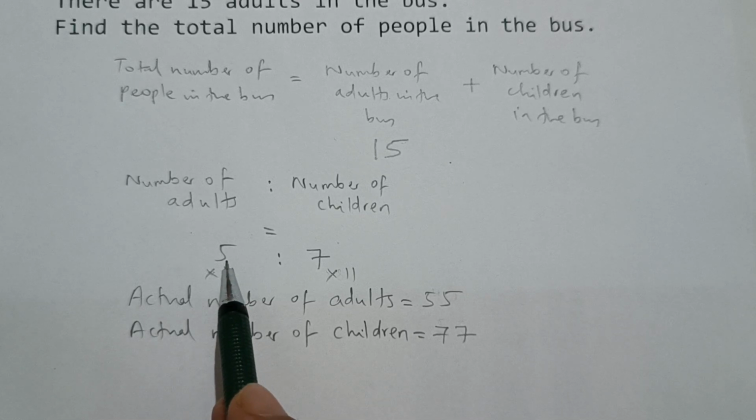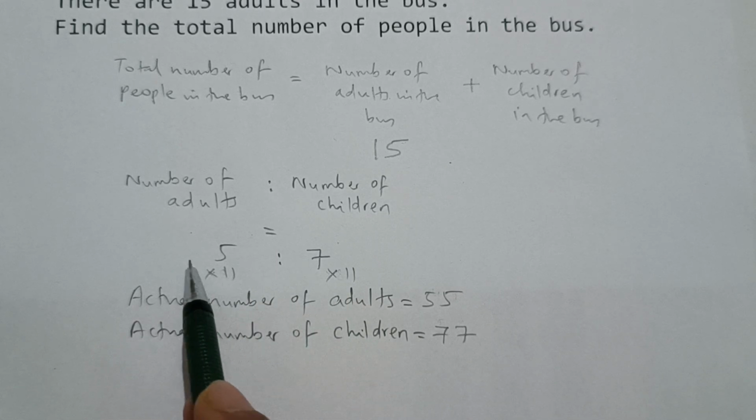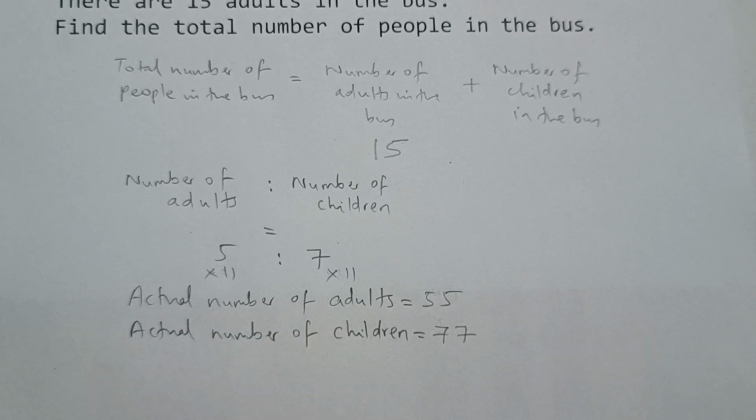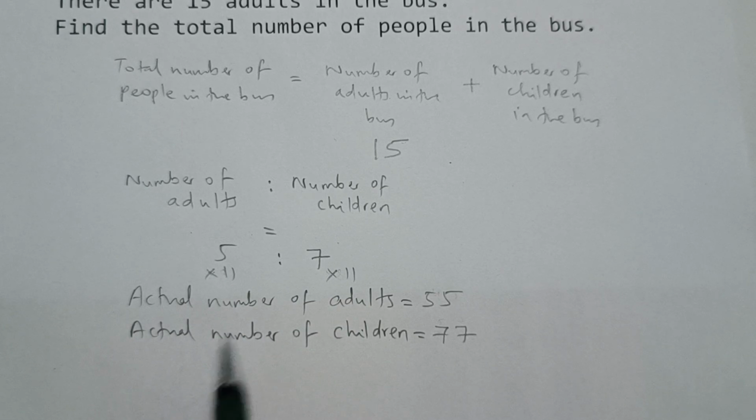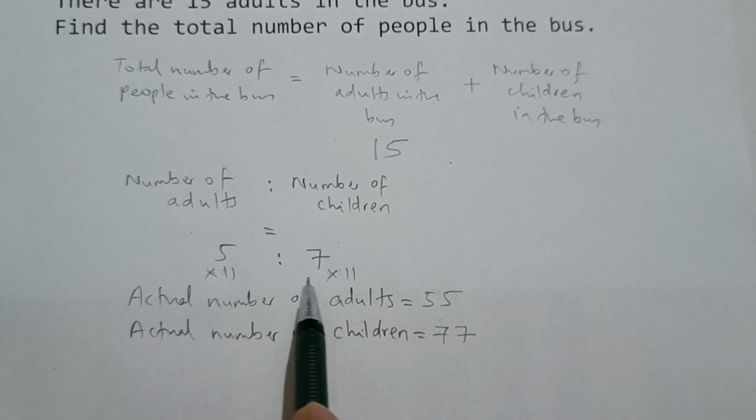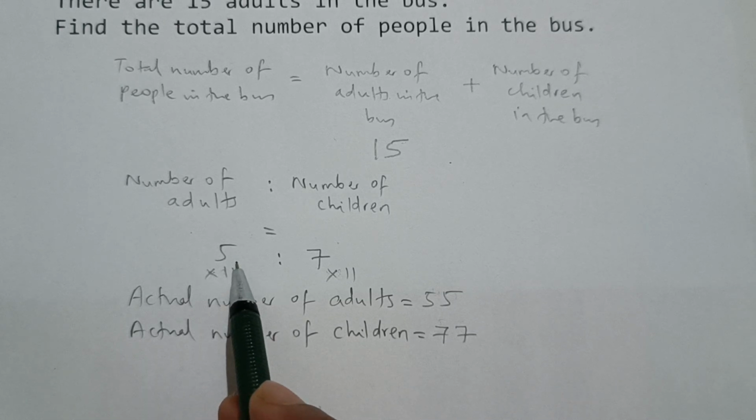Now, I do not know the exact number by which I have to multiply this ratio. Whether I should multiply this ratio by 5, 8, 11, 12, 100, or 1000, that number is not known to me. Whether that number is 1 or 2 or 11, I do not know.